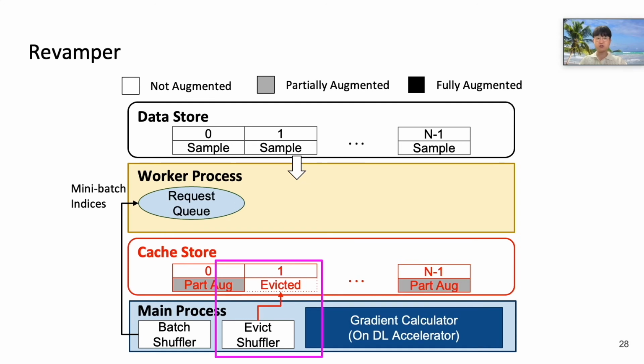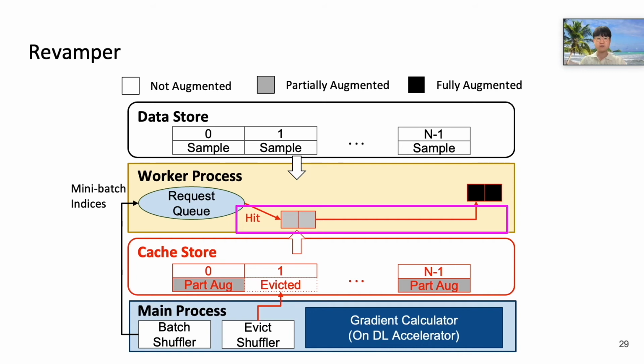Revamper is different to the traditional data loader in that it includes a cache store and the training samples are handled differently according to whether they are cached or not. Before starting each epoch, the evict shuffler from the main process selects the samples to be evicted from the cache. This ensures that each training sample is only used for the designated number of times.